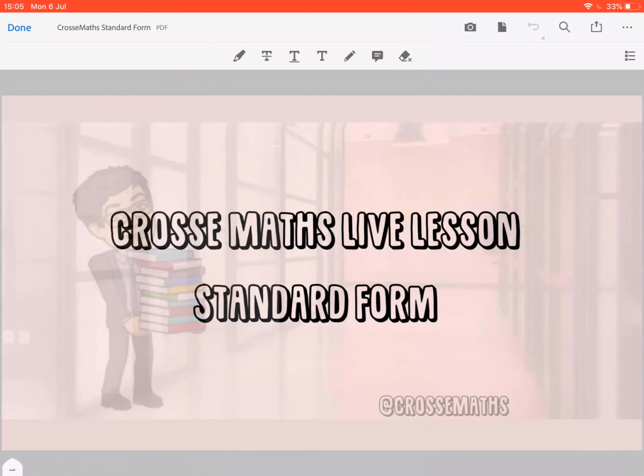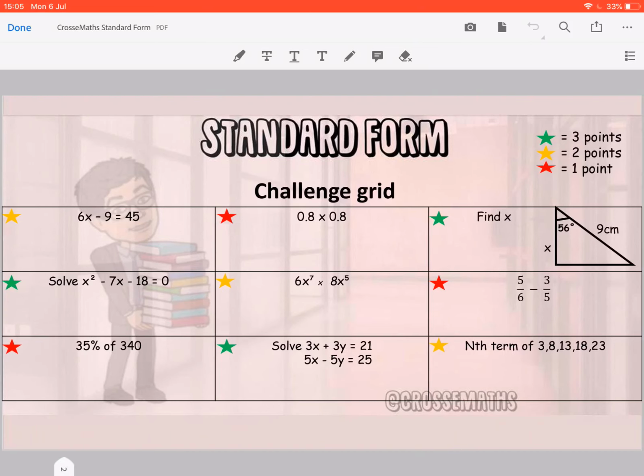Okay, today we're going to be looking at standard form. What I'd like you to do when you get a chance is pause the video, have a go at the questions in front of you, and then when you're done, unpause the video and I'm going to go through them. Okay, hopefully you've had enough time to finish it all. So I'm going to go through each one individually.